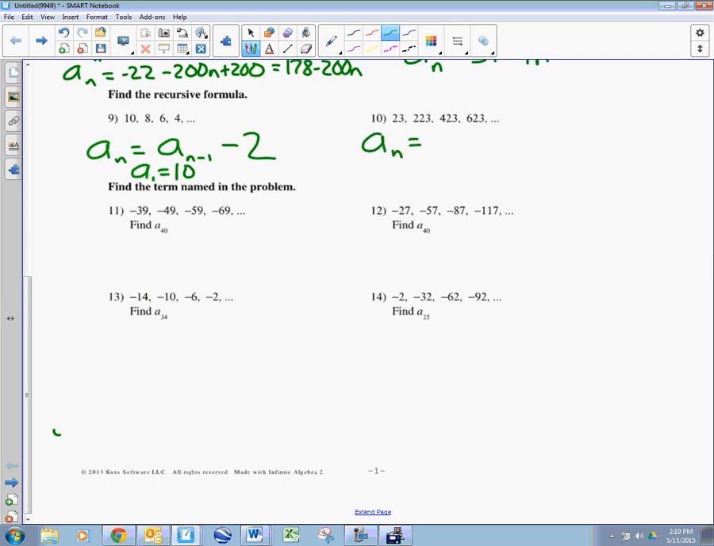A sub n is equal to the previous term, what? Plus 200, where a sub 1 is equal to 23. Got it? Yes. Oh, yes. Minus 1. Thank you.